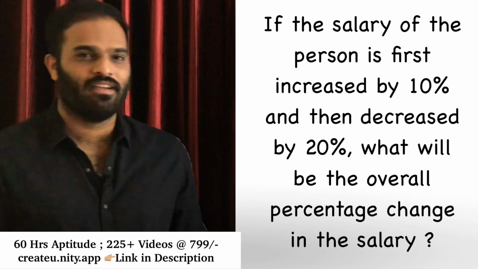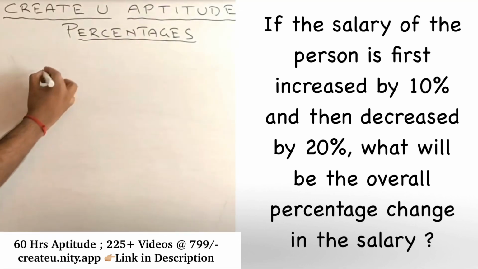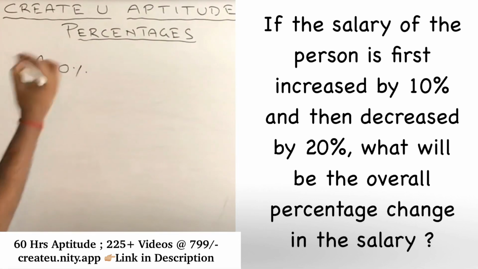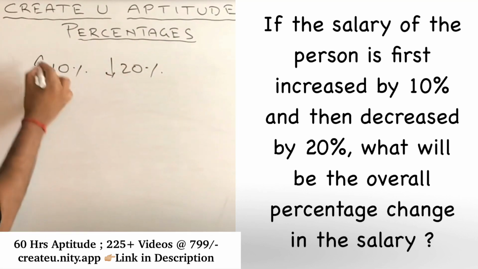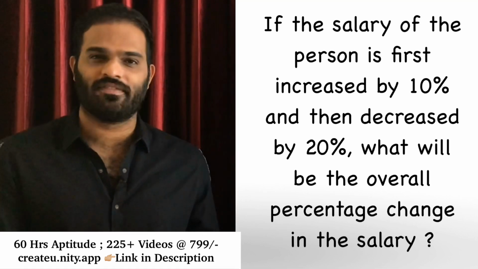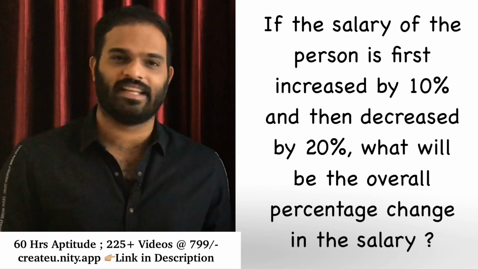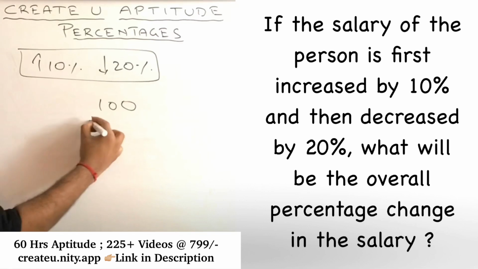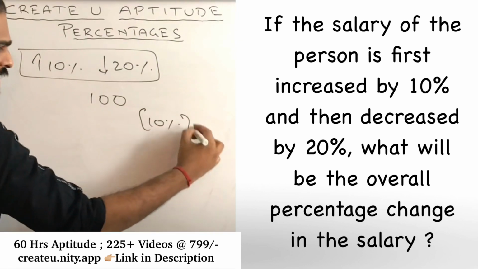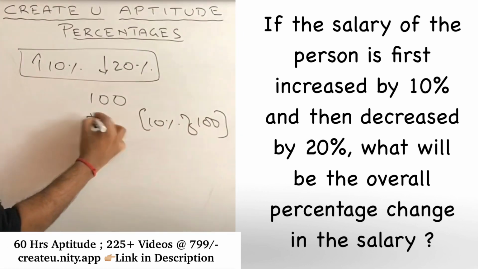Now listen to me. When the salary of a person first increased by 10% and then decreased by 20%, what is the overall change in his salary? You don't have a shortcut for this, you have to do it. But don't take it as X, take it as 100%. 100% was his salary. It increased by 10%, that is 10% of 100. It is equal to 10.